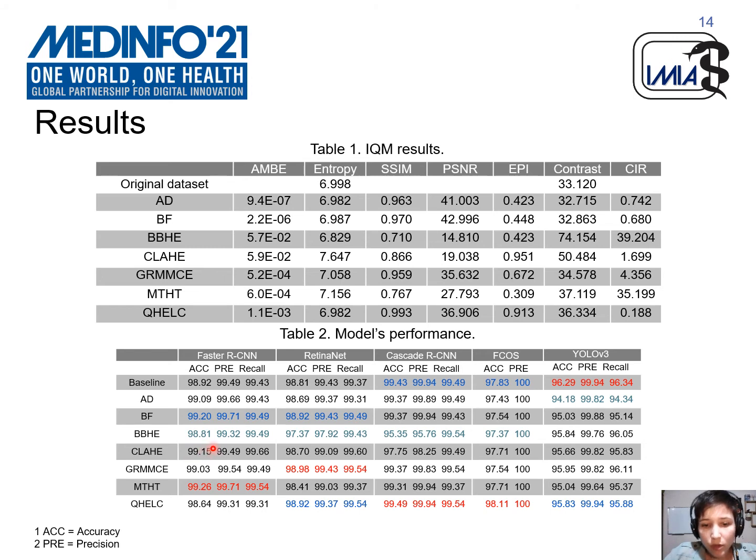While the BBHE model presents the worst performance in 4 of 5 architectures. In Table 1, we can see that the QHELC technique slightly increases the global contrast of the images and has one of the best values of SSIM and PSNR and the second best value of EPI. While the BBHE technique is the technique that introduced the most changes to the global contrast and local contrast of the images and presents a low value of SSIM, PSNR, and EPI.